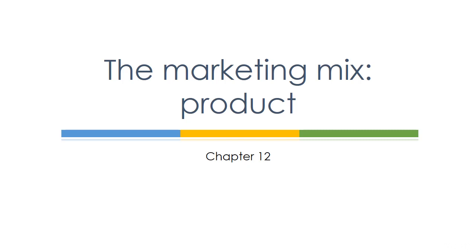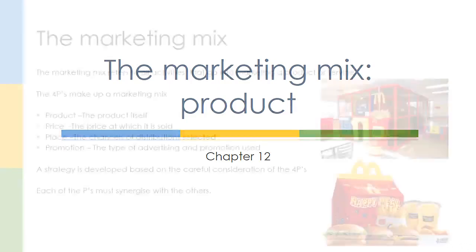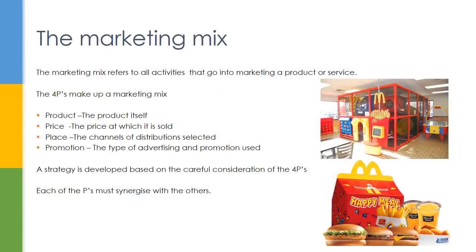Now previously we've already studied what marketing is and the different kinds of market research we conduct. So today we're going to move forward to what consists of marketing as a whole. The marketing mix refers to all the activities that go into marketing a product or a service. Generally, the marketing mix consists of 4 P's, which are product, price, place, and promotion.